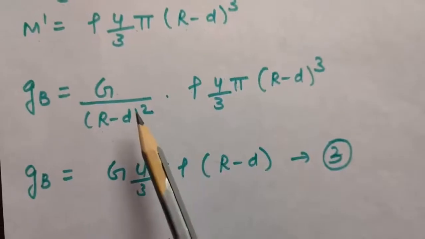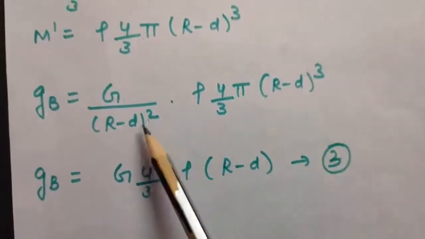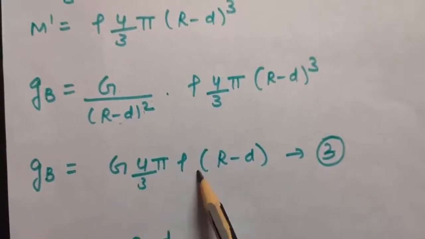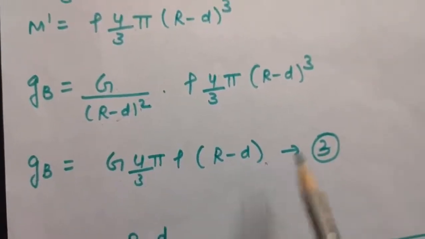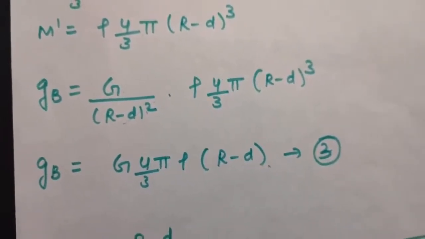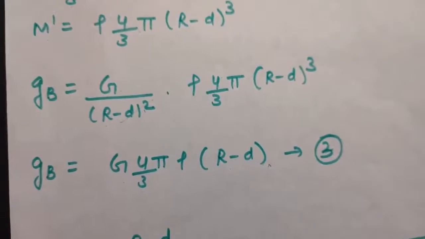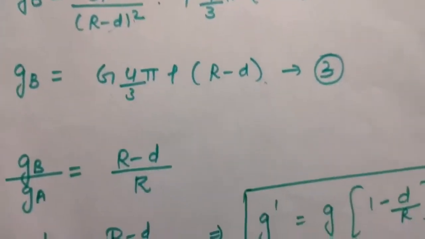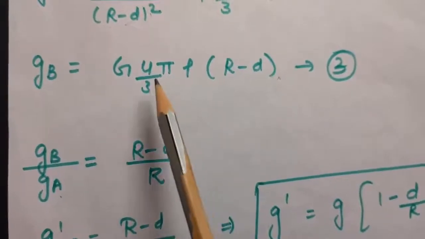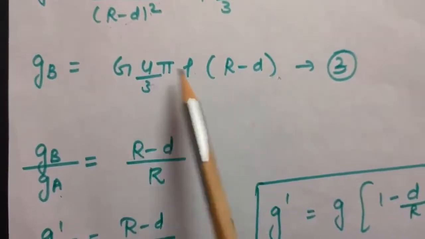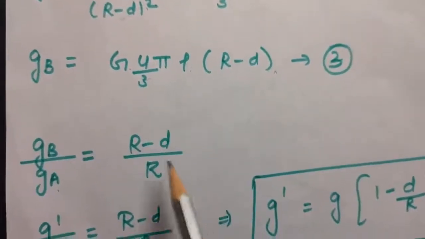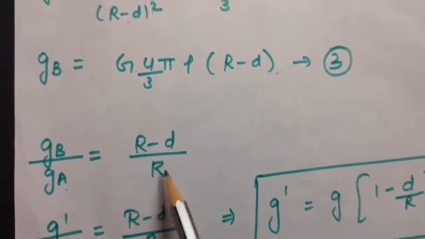Or you can further evaluate it. This is square term, this is cube term, so this will cancel out. So you will be left only with G 4 by 3 pi rho into r minus d. So mark it, third equation. Up till here, we have calculated acceleration due to gravity at A and acceleration due to gravity at B. So now to see the variation, just divide them, that is GB upon GA. You will see that 4 by 3 pi rho and G are the common terms in both of them, and therefore they will cancel out. So you will be left with r minus d upon r.